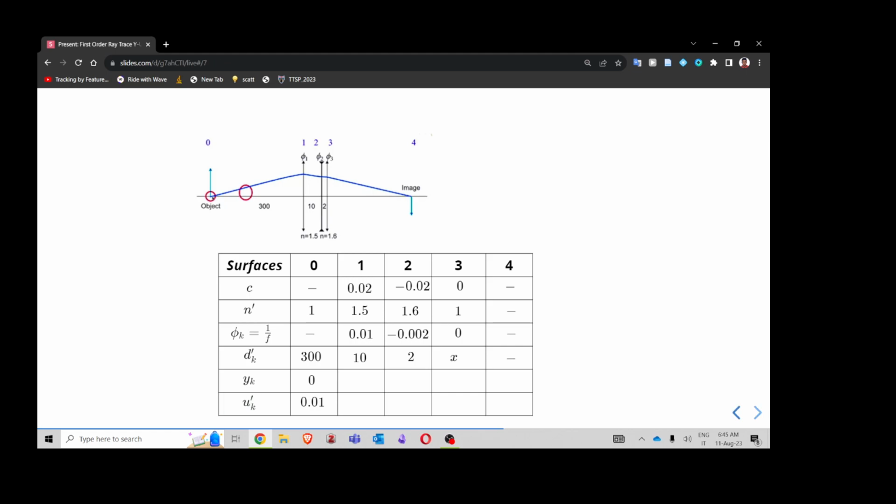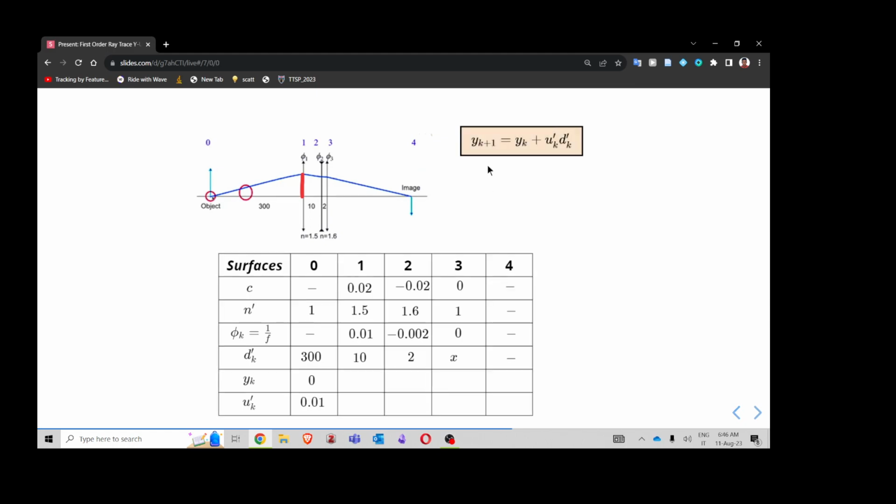So now we need to find the height at the first surface. Let me choose a different color. Okay, so we need to find this height at the surface. So how do we find this? If you are taking the Coursera course, you might want to stop here and look at your notes, since this is more like a revision tutorial.